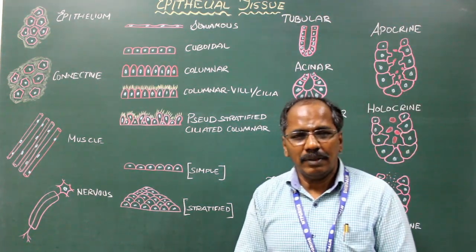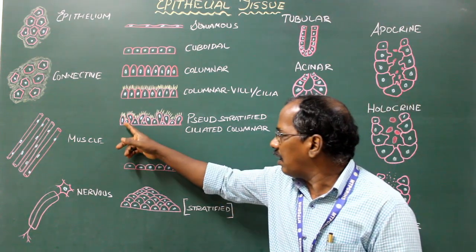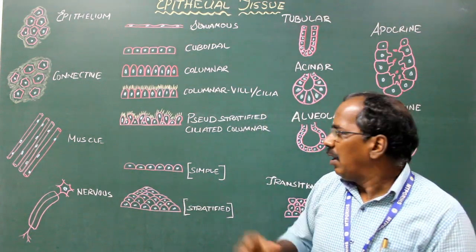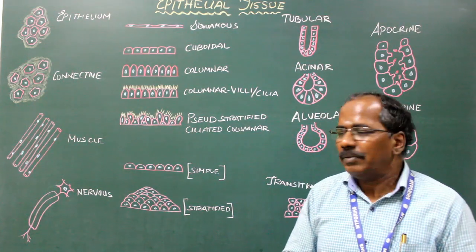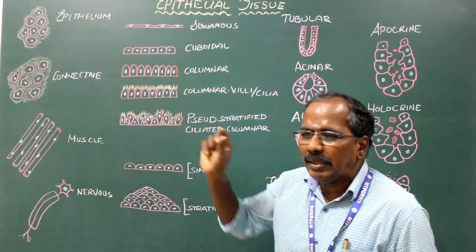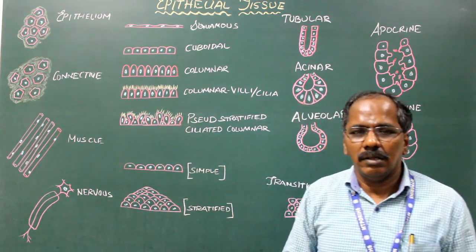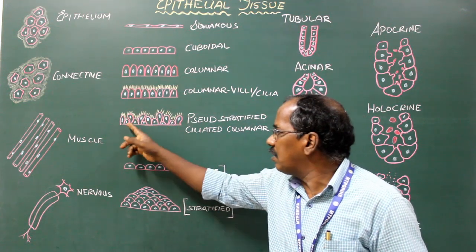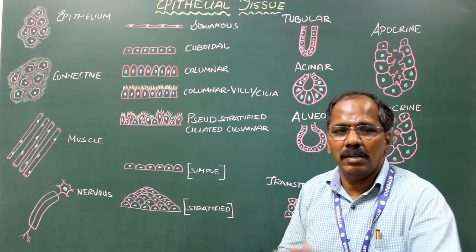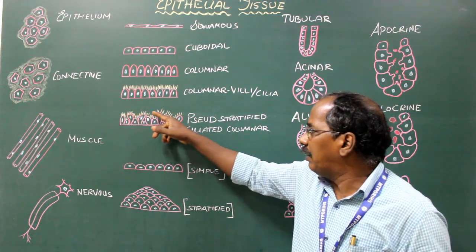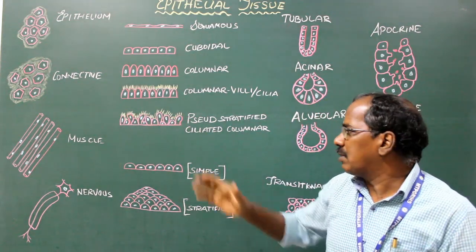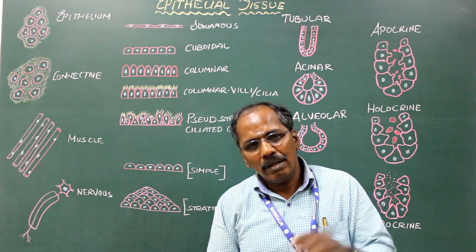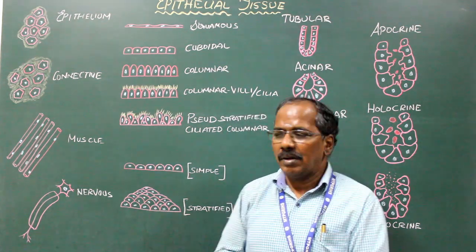Pseudostratified ciliated columnar epithelium. Actually, it is a single layer of cells attached to the basement membrane. In this epithelium, some of the cells are long and thin, some of the cells are short and thick. So this gives a false appearance as if there are 2 layers of cells, hence the name pseudostratified. The superior surface of the epithelium is lined by cilia. So it is known as pseudostratified ciliated columnar epithelium. Example: trachea and primary bronchi.